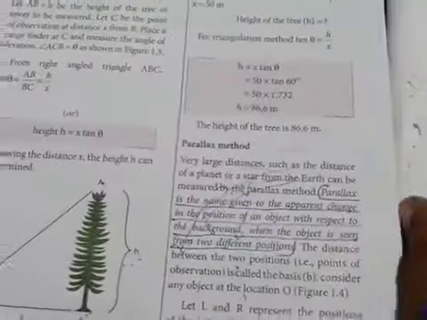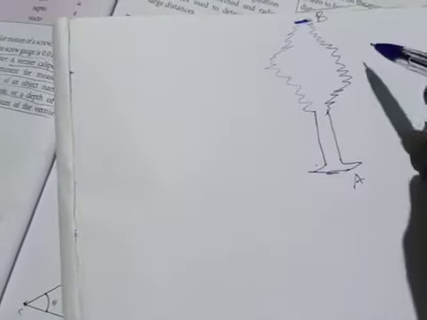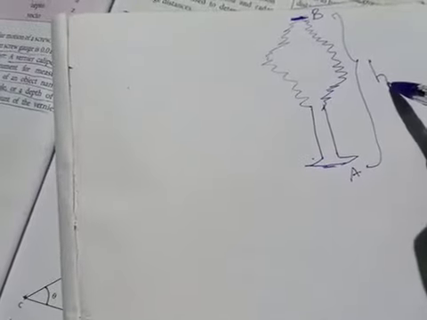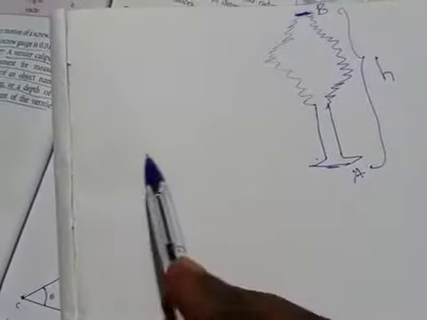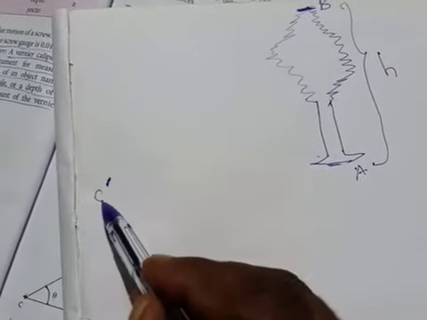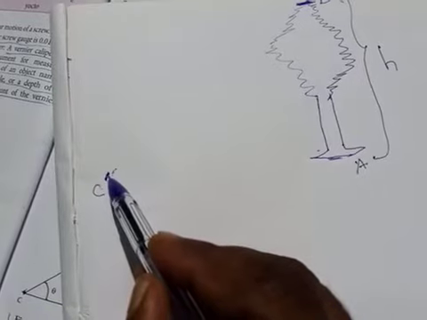Now assume, listen here, that this is the height of a tree. This tree I am taking as height AB, and this height is H. So AB is equal to H, the height of the tree. Now C is a point. Here I am marking one point. C is the point of the observer, where he or she is standing.